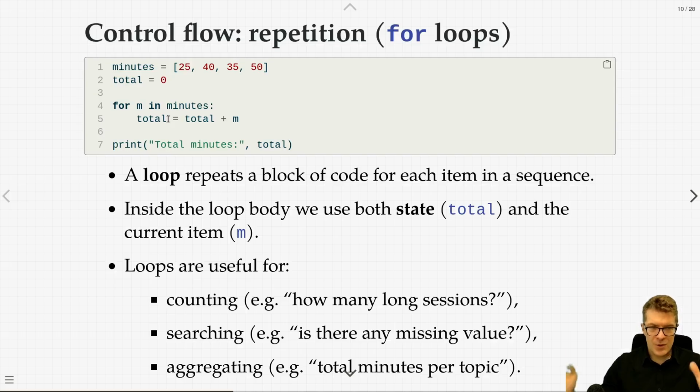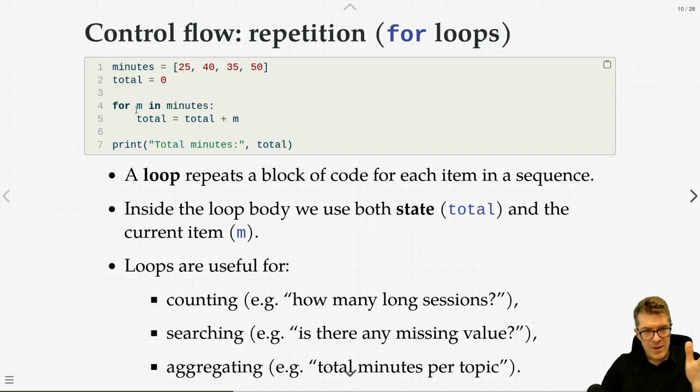All right, so the total starts at 0. On the first iteration, m equals 25. 0 plus 25 is 25. My total is 25. I finished line 5 now. I can iterate to the next value in the list minutes. So now m equals 40.